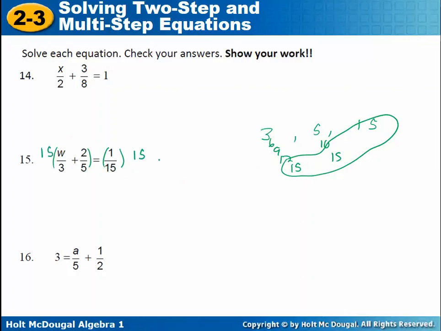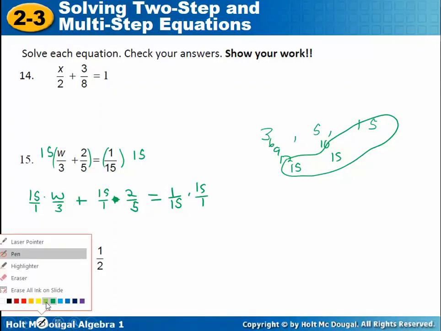Now we do the distributive property. On the left side, we have to take 15 over 1 times w over 3, plus 15 over 1, oh, not plus, sorry, times 2/5 equals 1 over 15 times 15 over 1. Make sure that you're multiplying both sides by this common multiple. Now we're going to simplify.